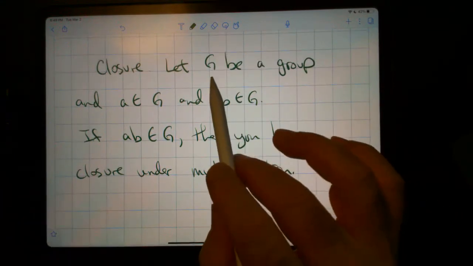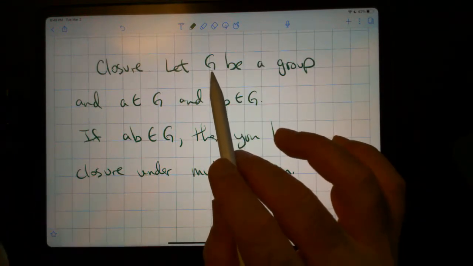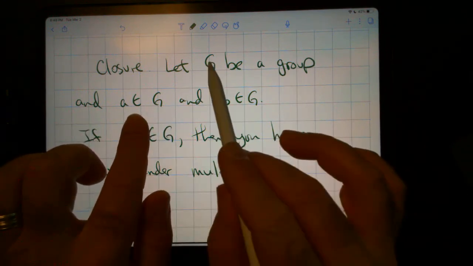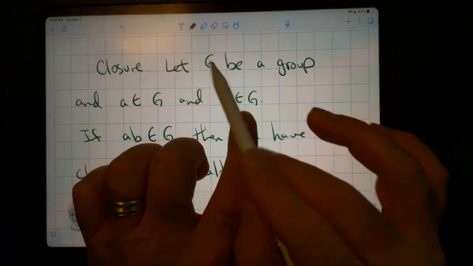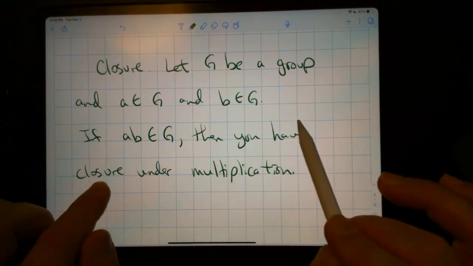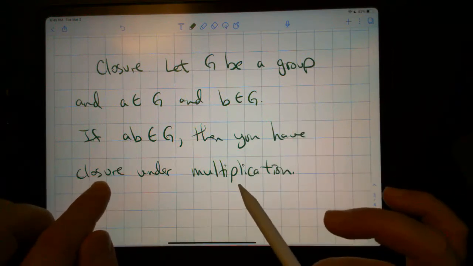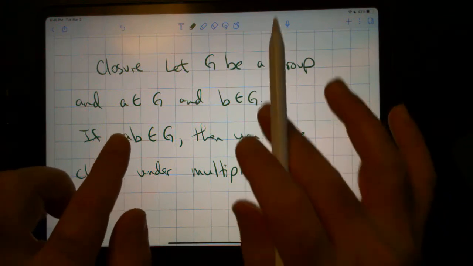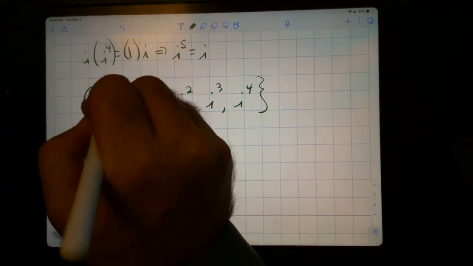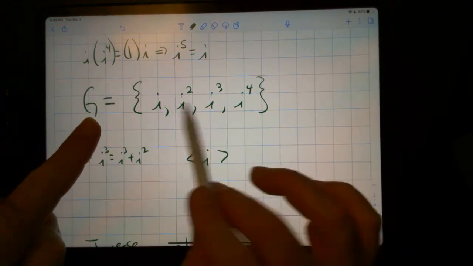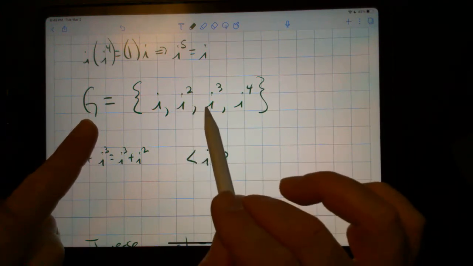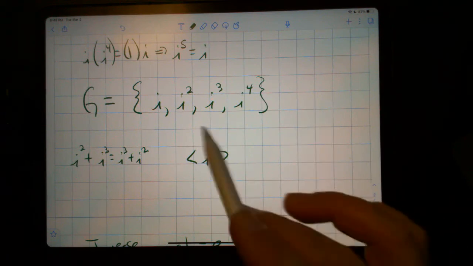Closure. If your group, it doesn't matter what you call it, let's call it G. So let G be a group, and let A be an element in G, and B be an element in G. If the product of A times B is in G, then you have closure under multiplication. So if our group, let's call our group G, has two elements in here that when multiplied, you're still in here.